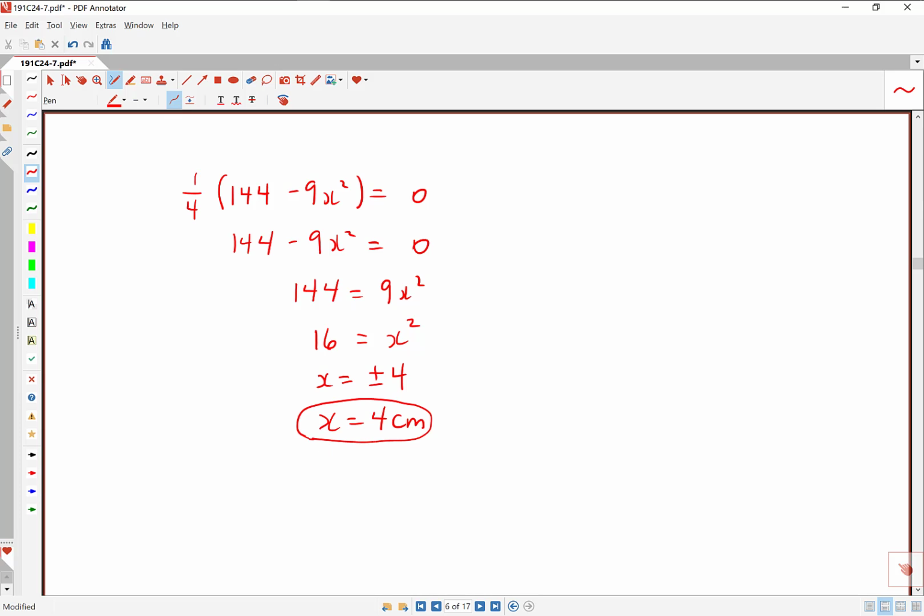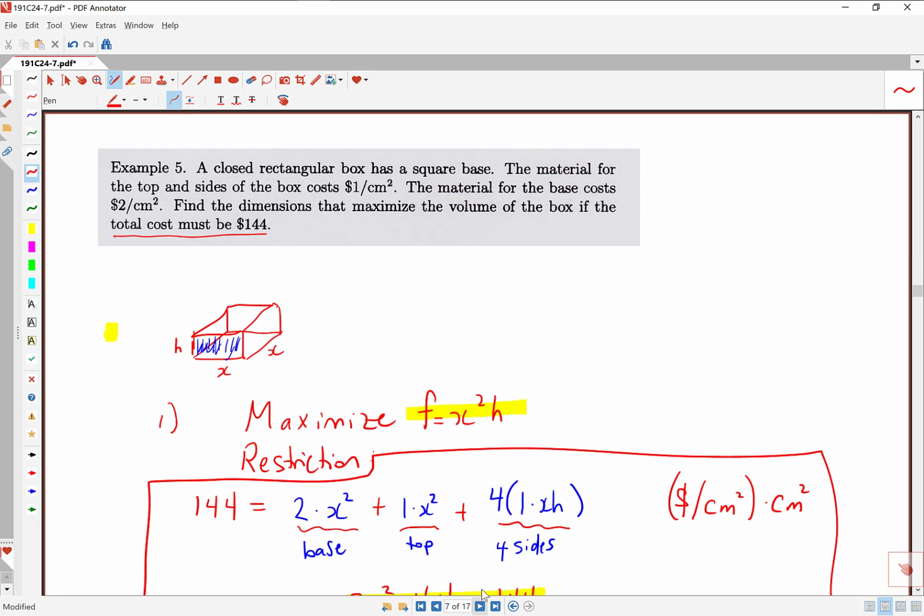So now let's scroll back to the question and just figure out exactly which quantities we're supposed to give in our answer. So we're given all this information about the box and how much the material costs. The last sentence is usually where it's asking you what you're trying to find. So find the dimensions that maximize the volume if the total cost must be such and such. So basically we want to give the 3 dimensions in our answer. And from looking at our diagram here, the 3 dimensions are x, x, and h.